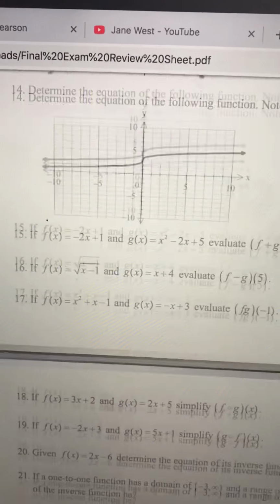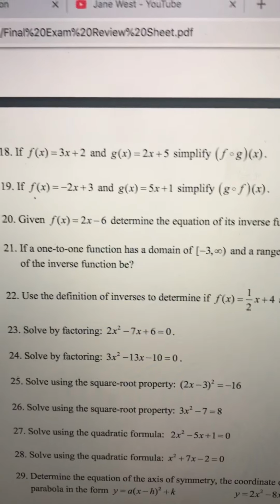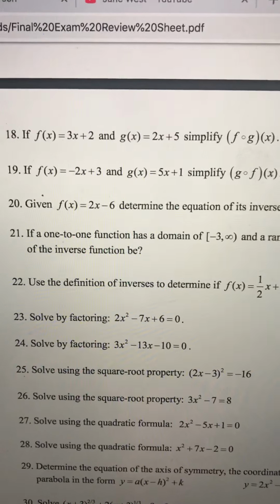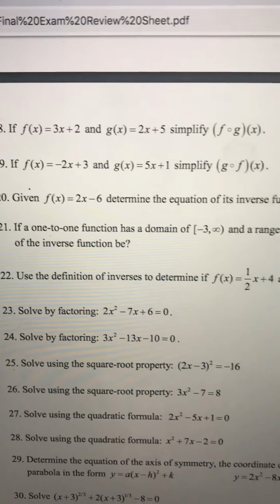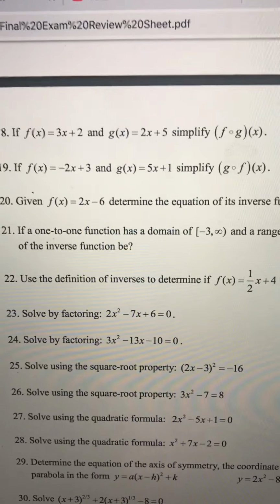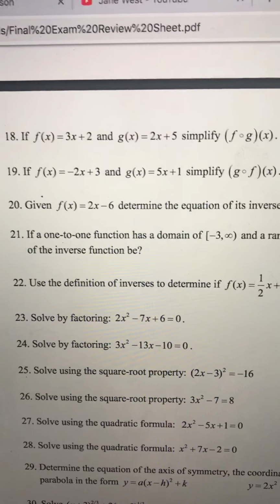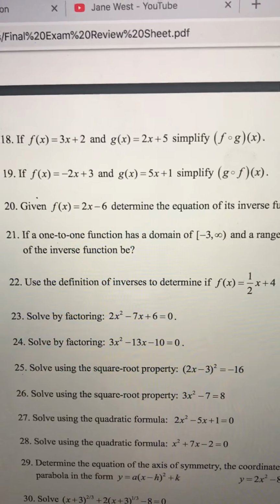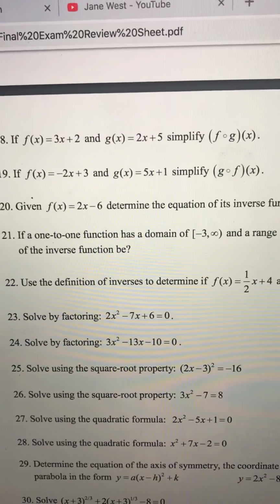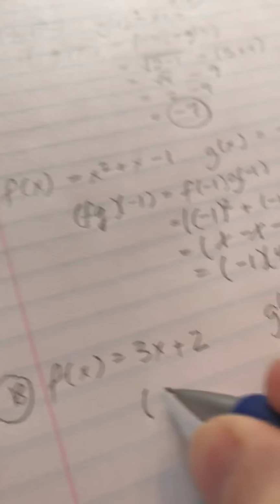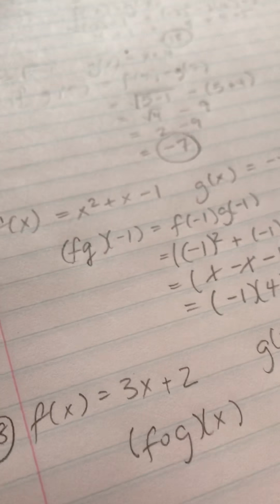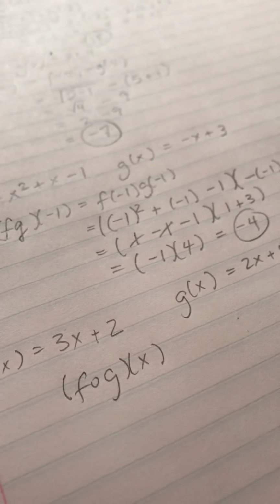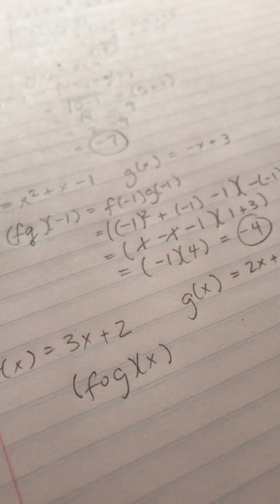All right, so let's go to number 18. Number 18 is f of x equals 3x plus 2, and g of x is 2x plus 5. So both nice linear functions. All right, now we want to simplify f circle g of x. So that's the composition. Also notice that it's of x and not of a number. So this time we're going to get an expression in terms of x instead of a number.